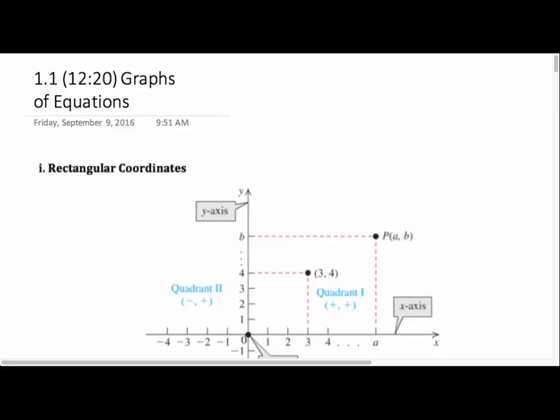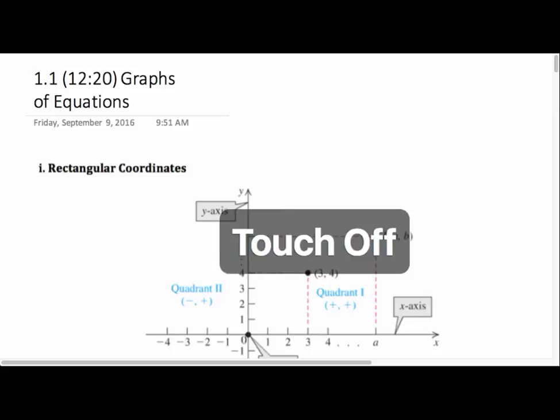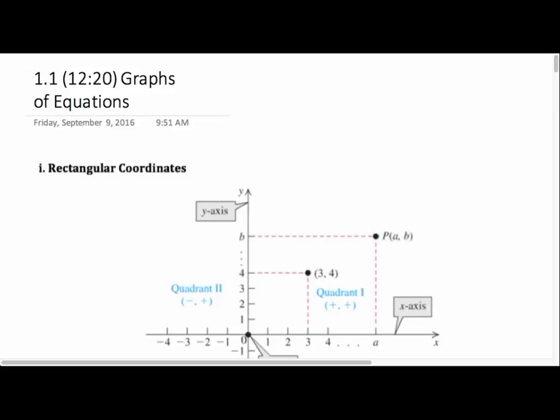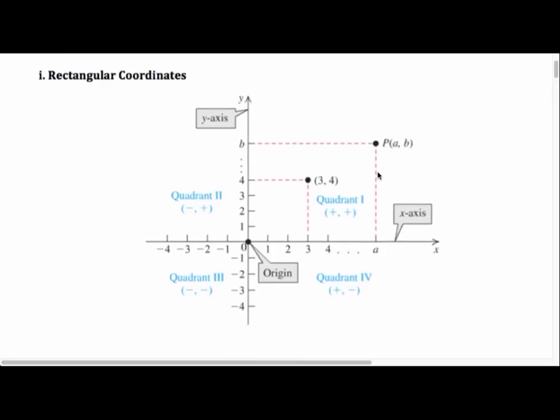So 1.1 is all about graphs, like I said. So that's a basic graph, right? Here's your Cartesian plane. There's your Cartesian plane, right? With your x-axis going horizontally, your y-axis going vertically.